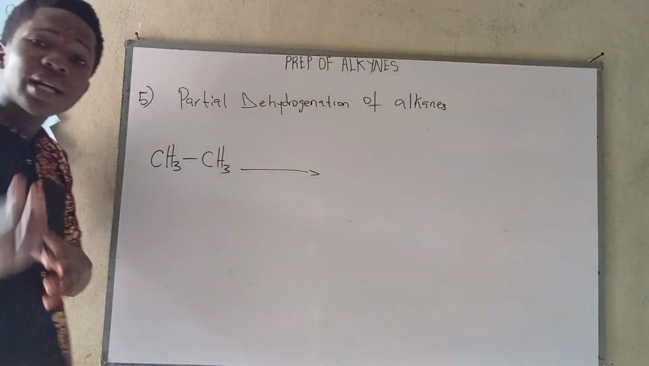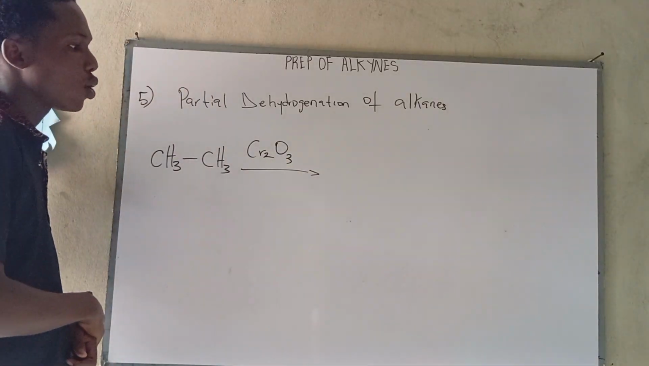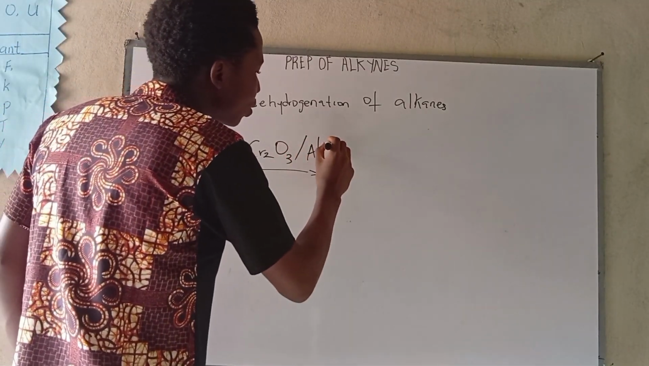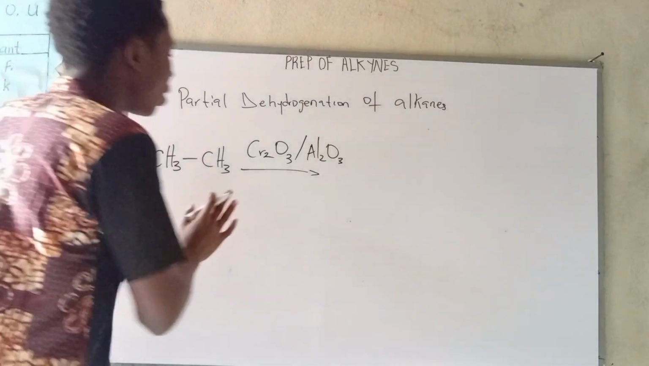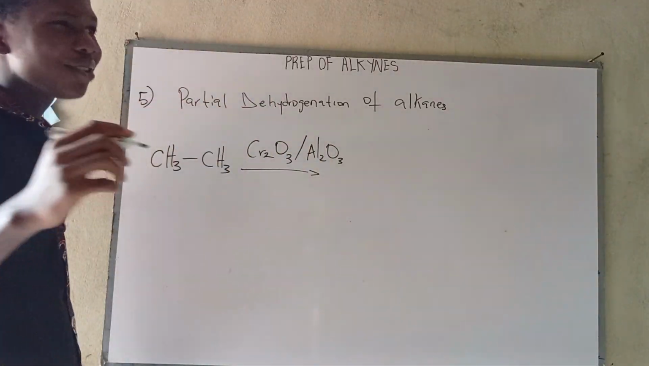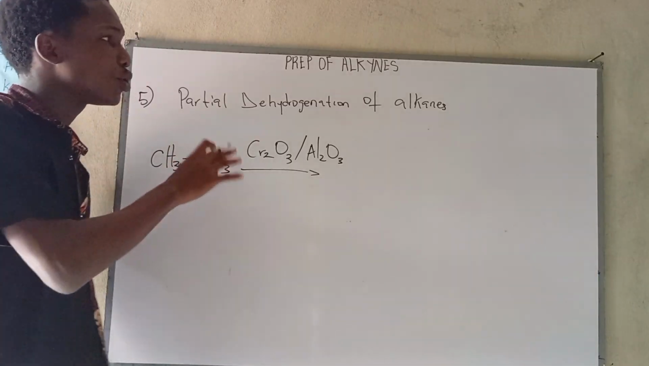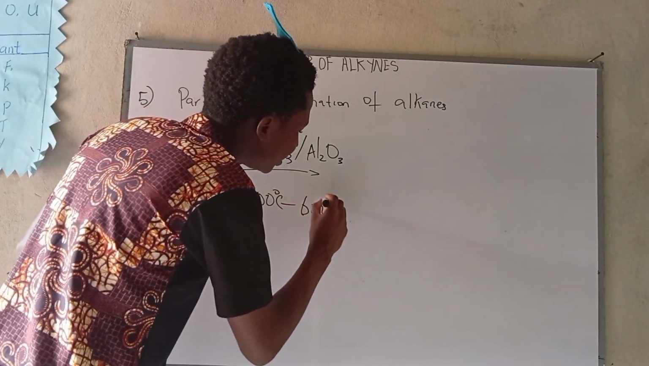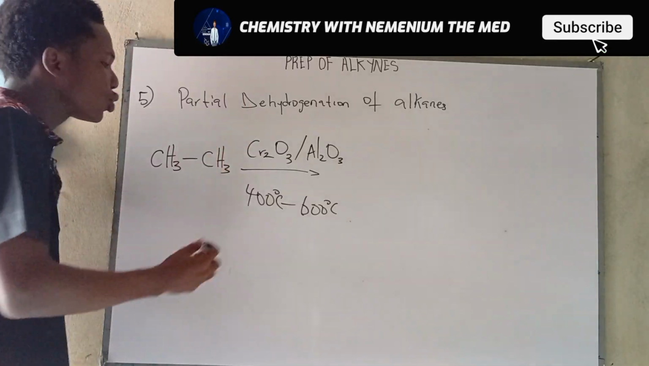And which metal catalyst can we actually use? We can use chromium 3-oxide. Or we can actually use aluminium oxide. Any of them can actually work for this reaction. Okay, on that note, we now convert this alkane to an alkene. But that's not all. We are forgetting something. High temperature is needed for this reaction to take place. And this high temperature is about 400 degrees Celsius to 600 degrees Celsius.